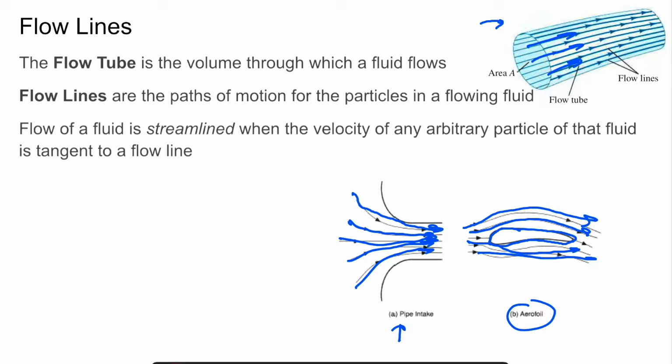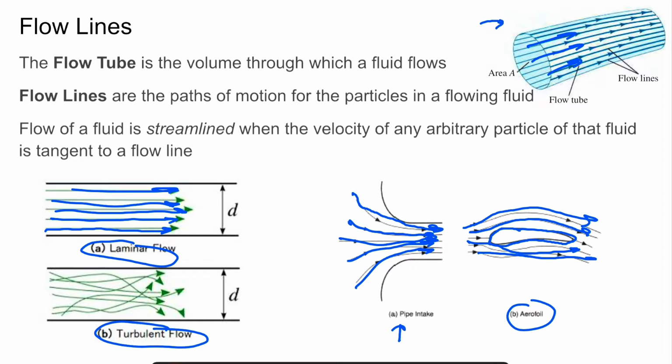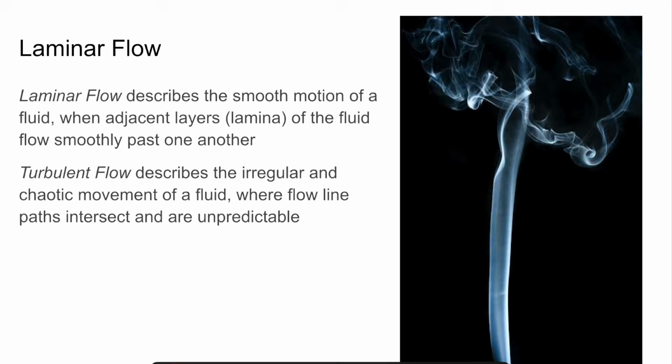The flow of a fluid can be said to be, quote unquote, streamlined when the velocity of any arbitrary particle of that fluid is tangent to a flow line. So the ideal case of this is what we call laminar flow, which is where all those particles move in a straight line, and those straight lines are all parallel to each other, and none of those particles cross paths. The opposite of this is what we would call turbulent flow. And you'll notice in that picture all of the particles are kind of intermingling their paths. They might be bumping into one another and intersecting one another's paths.